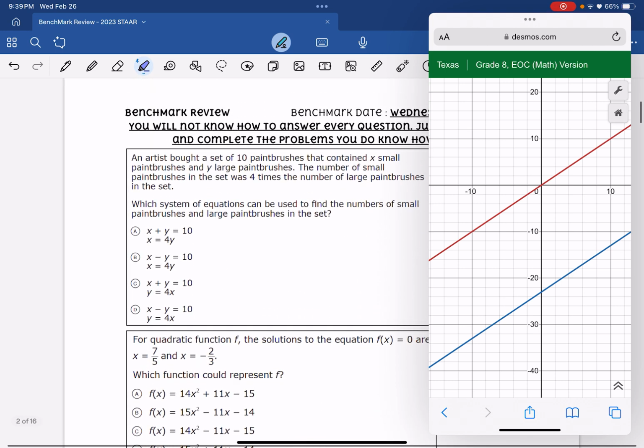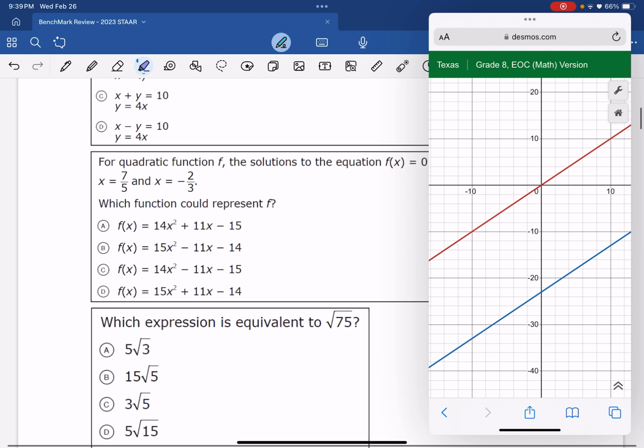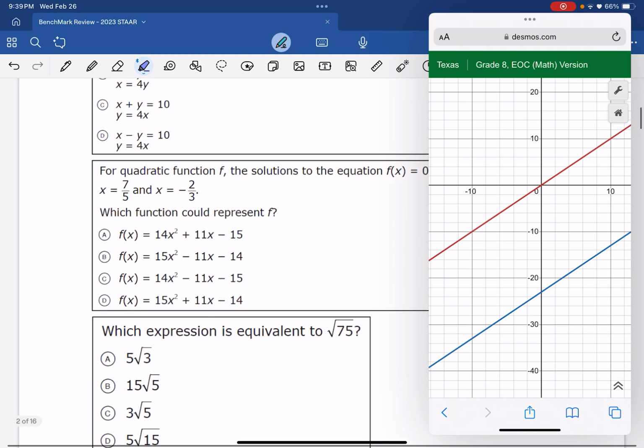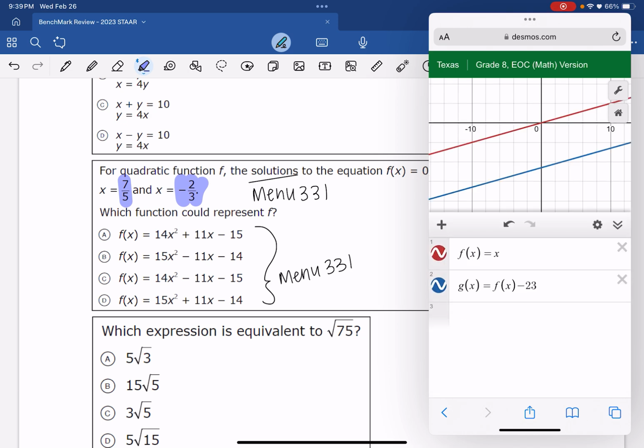So the second page, you have a writing equations one, but then we have what are the solutions, right? So you can do menu 331 on this, because it's asking for solutions, that is menu 331. You would just type your answer choices into menu 331 and see which ones give you 7/5 and -2/3. That's it, right?